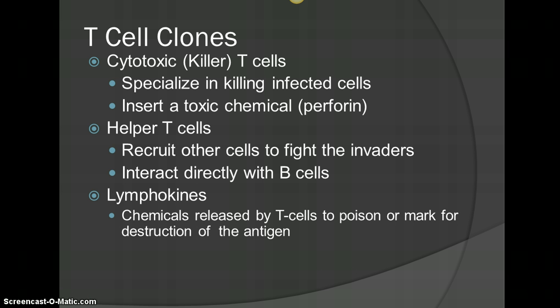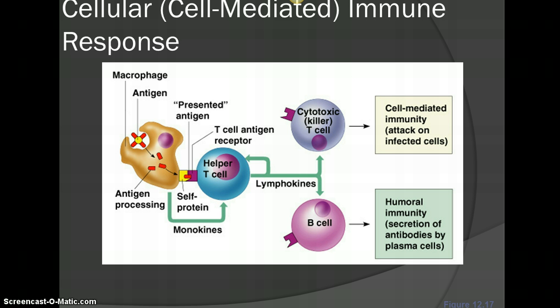So they help with them too. There's also lymphokines, which are not a cell, they're a chemical that is released by T cells to mark the destruction of that antigen. So it'll spray it over there saying, hey, destroy this cell. I can't do it right now, but somebody else, macrophages, come over and destroy it.